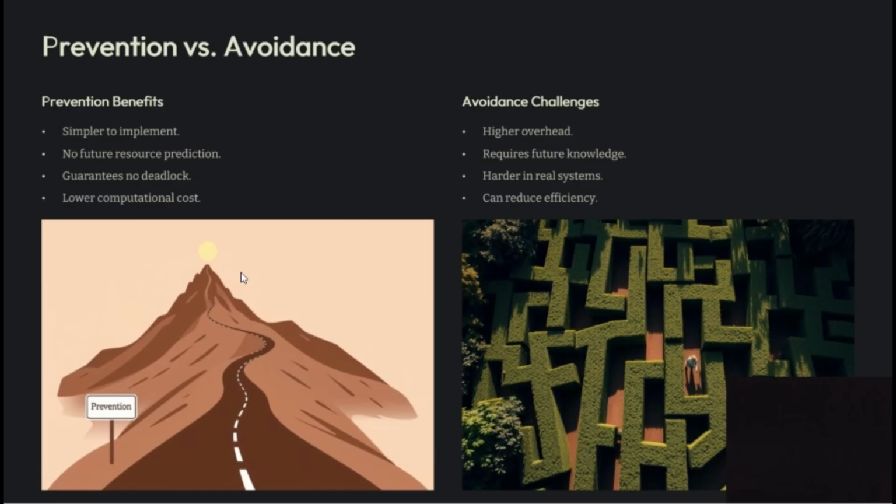Avoidance challenges. When we want to avoid things, if I want that deadlock should not happen, then what challenges will I have to face? First is higher overhead. Second is it requires future knowledge. Obviously, if I want that deadlock should not happen, I should know what can happen in future, what processes can give me trouble, what other resources I might not get. Maybe that process will get into a waiting period or not. We need to know everything.